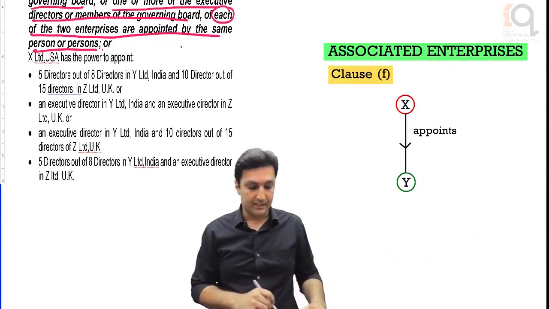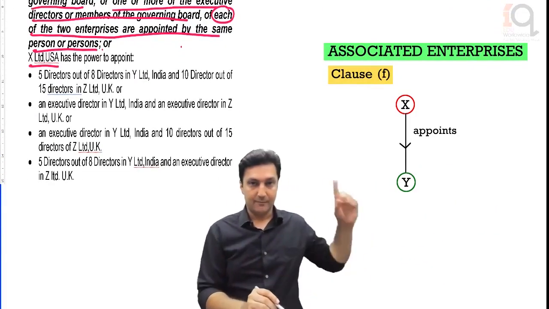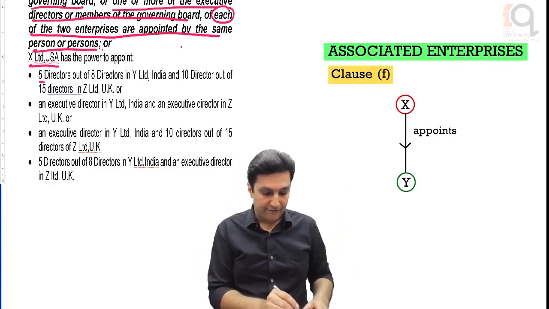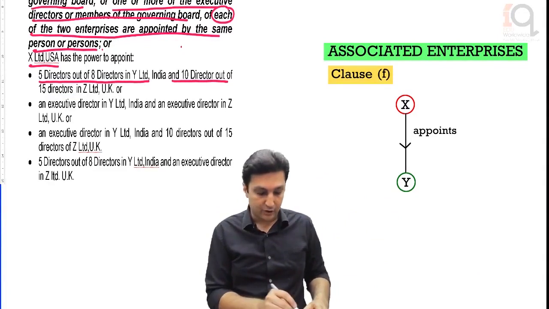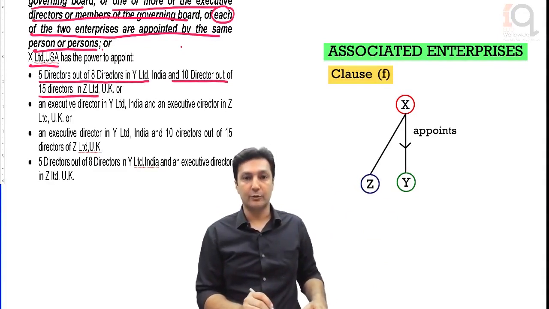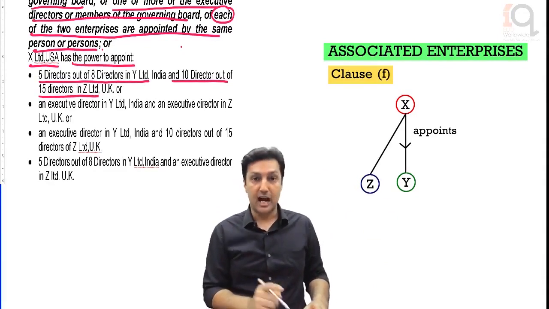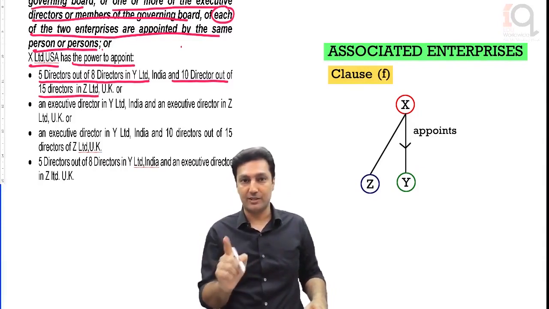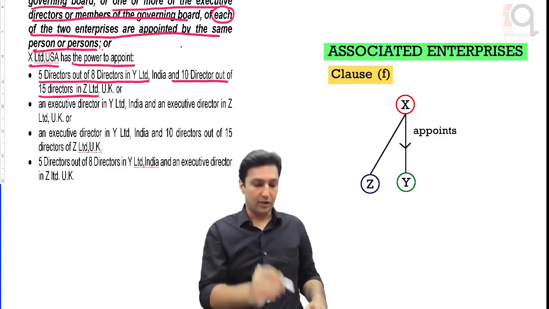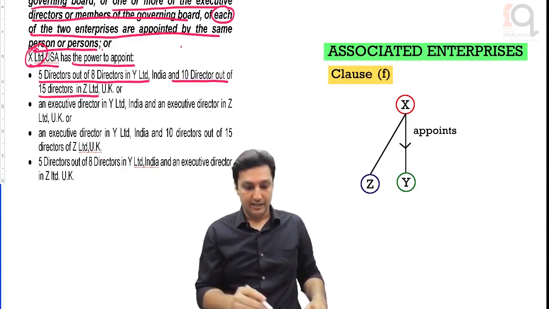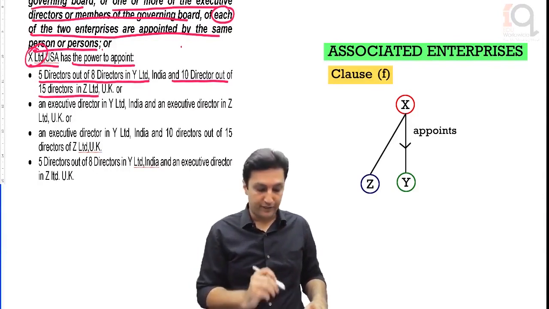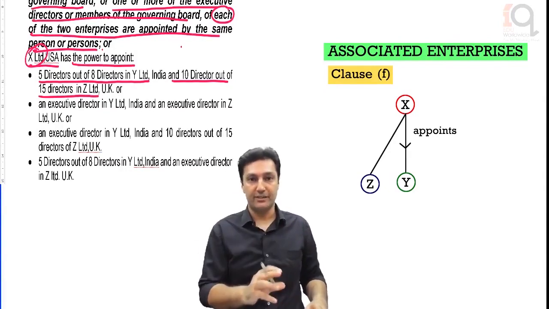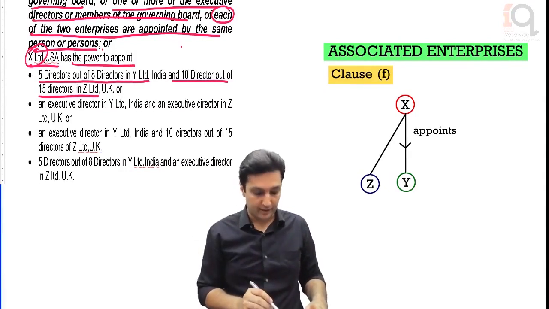So for example, we say X Limited USA has the power to appoint 5 directors out of 8 directors in Y Limited India and 10 directors out of 15 directors in Z Limited UK. But he has the power to appoint. Unless the power is exercised, there is no association. But let's say the company has appointed 5 out of 8 directors of Y Limited and 10 out of 15 in Z Limited, more than 50% of each, then all 3 become associated enterprises.